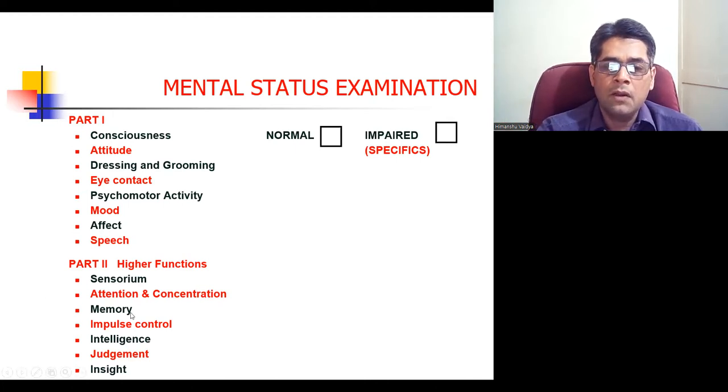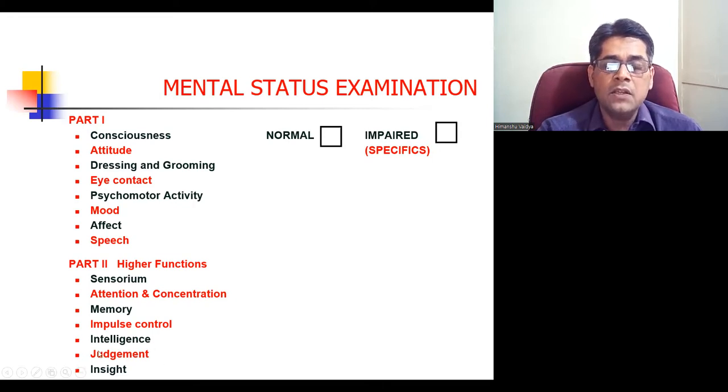Memory, normal or non-normal. Impulse control, normal or impaired. If impaired, details of it. Intelligence, normal or impaired. If impaired, then details of it. And this is something where if we say impaired, we have to do an IQ test.